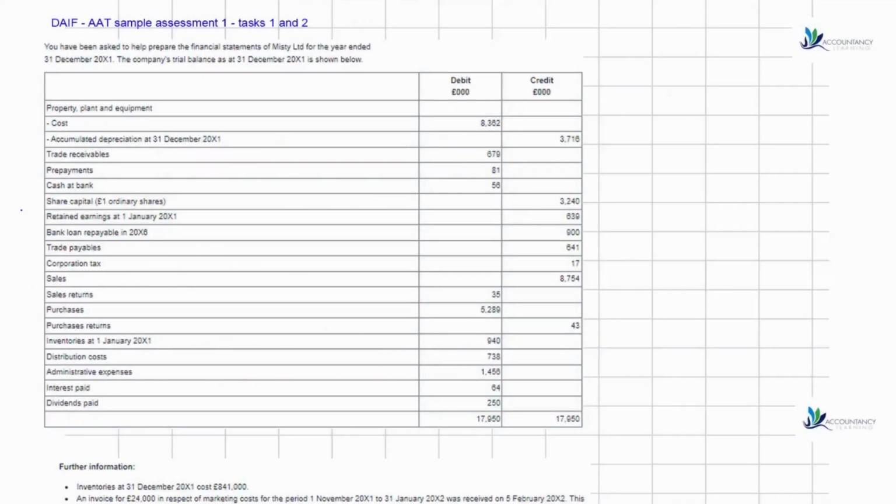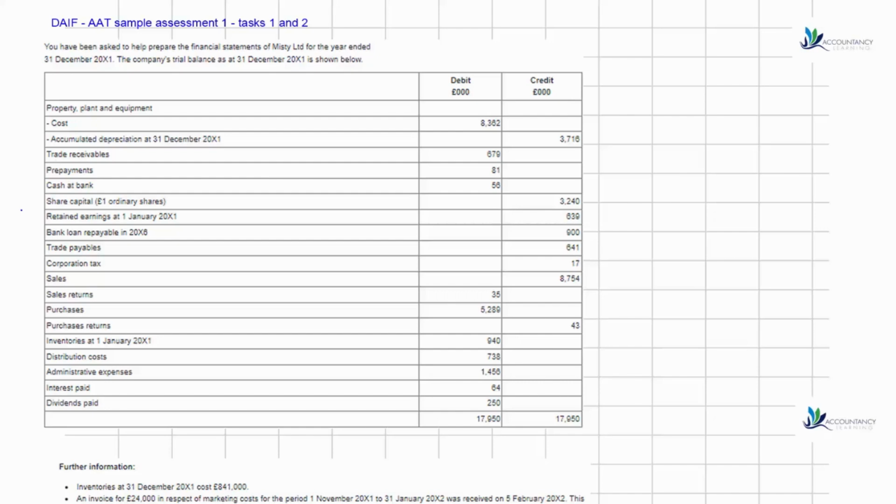This is a debrief for AAT's sample assessment number 1 for drafting and interpreting financial statements. In this debrief, we're going to look at tasks 1 and 2 together because they both share the same data, and it's going to be most effective for you in your assessment to attempt both tasks at the same time.